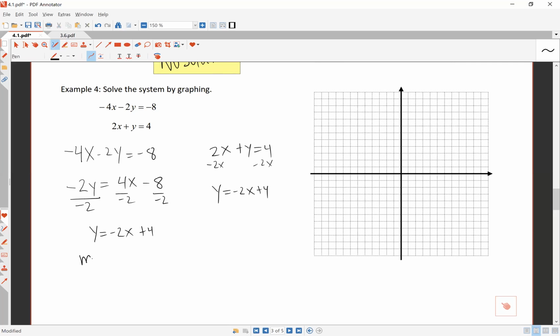My first line has a slope of negative 2 and a y-intercept of 0, 4. And my second line also has a slope of negative 2 and a y-intercept of 0, 4. Those are the same exact line. So when we graph the first line, we get that one. And when I graph the second line, they're right on top of each other.